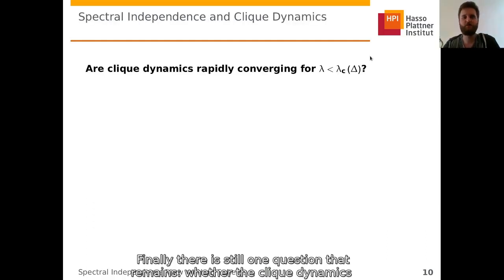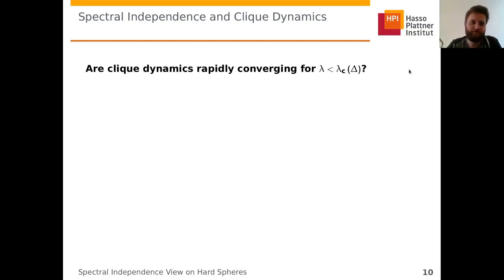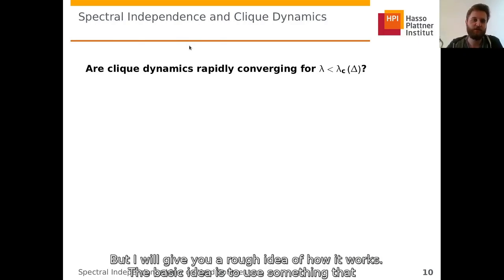Now finally, there's still one question that remains, and this is whether clique dynamics are also rapidly converging up to the tree threshold. Now this is where the spectral independence part comes into play, and I will not go too much into detail about this, as at this point things get very technical. But I will give you a rough idea of how it works.